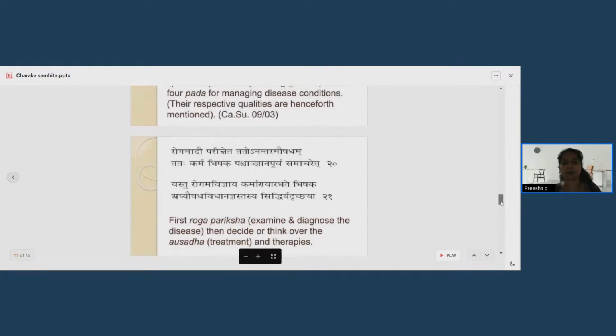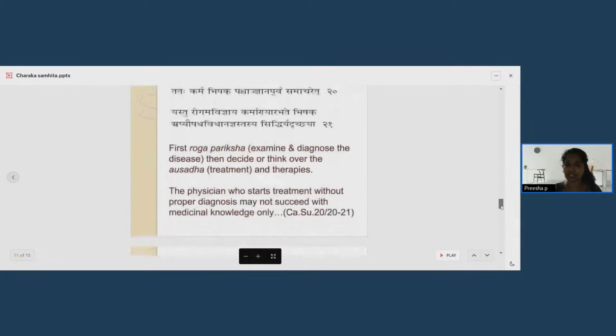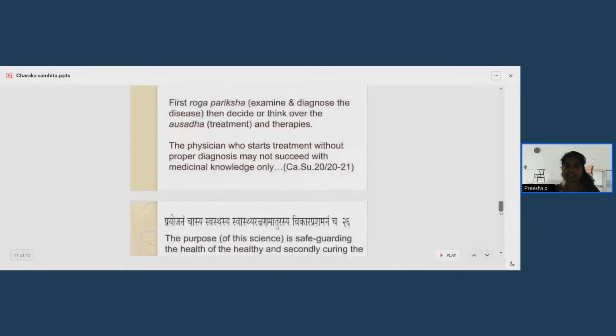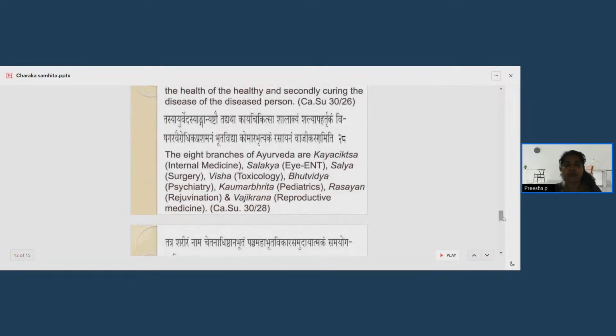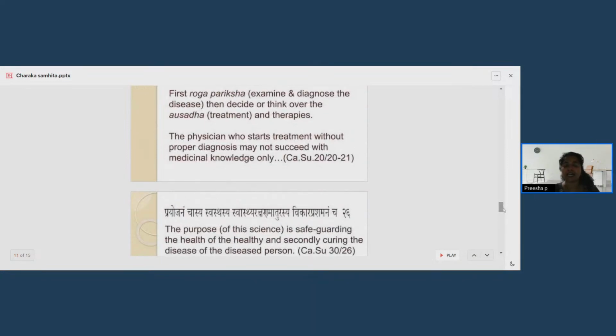And the Roga Madhu Pariksha, where the first Roga Pariksha is coming. Then above it, the Aushadha is explained. And then the proper diagnosis is explained in the Charaka Sutra 20th chapter. Then the purpose of this science is safeguarding the health of the healthy, and the diseased person is also explained here. So Ayurveda explains regarding Ashtanga. Ashtangas are explained here.